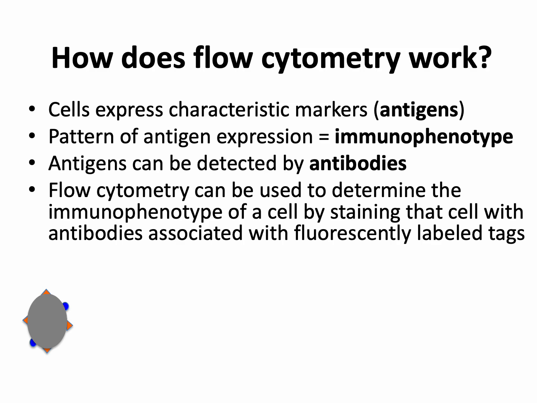Let's go back to our gray cell, which has a couple of different antigens on it. We have 4 orange antigens and 2 blue. If we apply antibodies that are tagged to fluorescent labels to the cell, we will then stain the cell with a variety of antibodies. So here we'll have 4 orange antibodies attaching to the orange antigen and 2 blue antibodies attaching to the blue antigen.